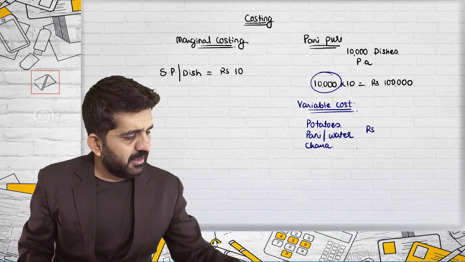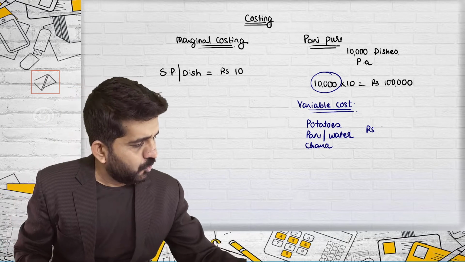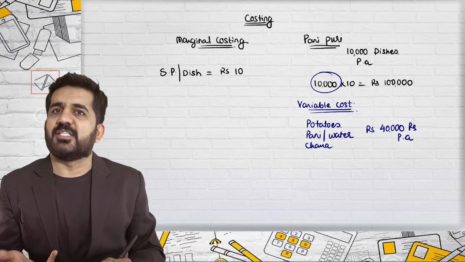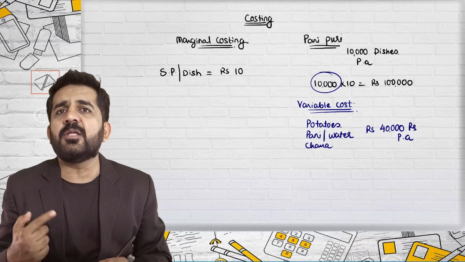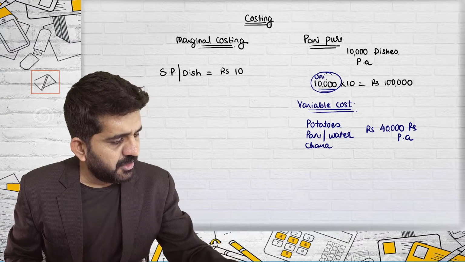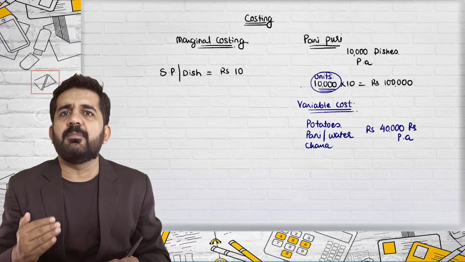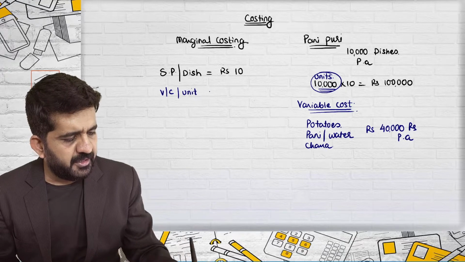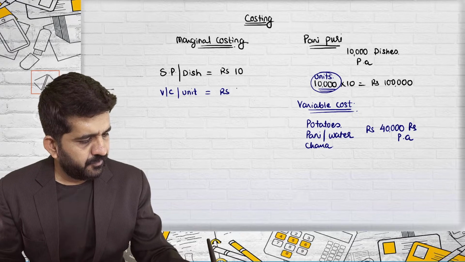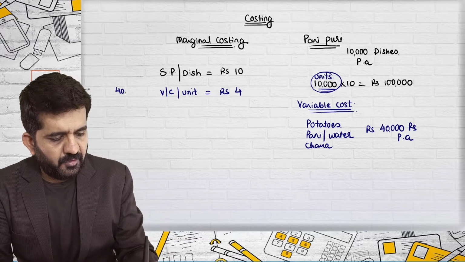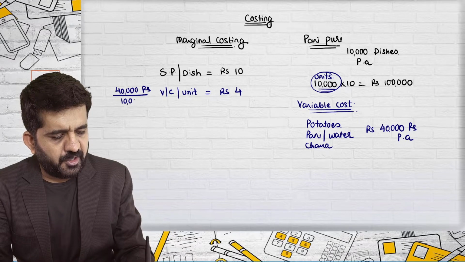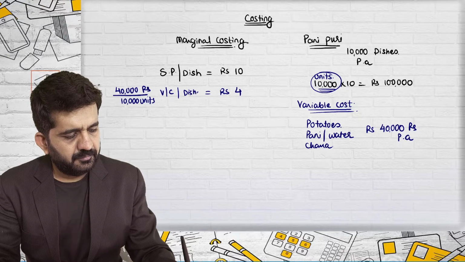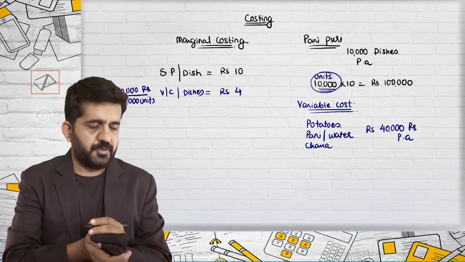So I estimate that per annum this raw material cost is going to be 40,000 rupees. This is my estimate, at a level of 10,000 units of production, that is dishes. At 10,000 dishes of production, my variable cost is going to be 40,000 per annum. So my variable cost per unit is rupees 4. How 4? 40,000 rupees divided by 10,000 units or dishes. This is variable cost per unit.